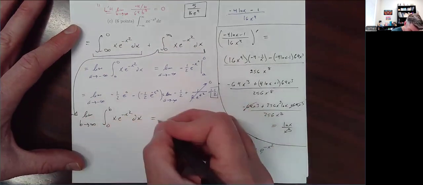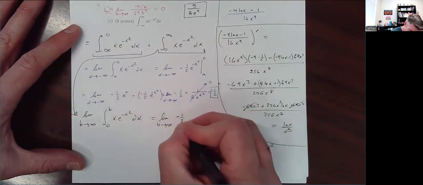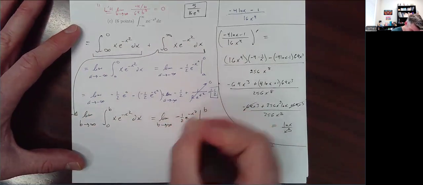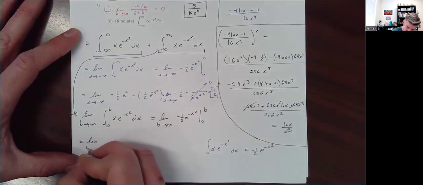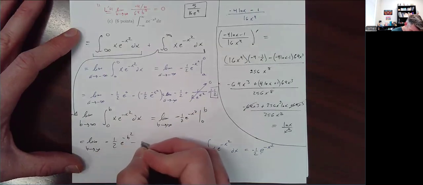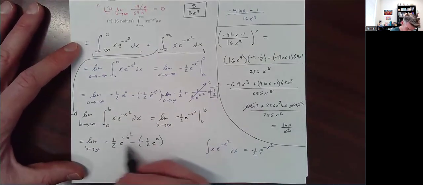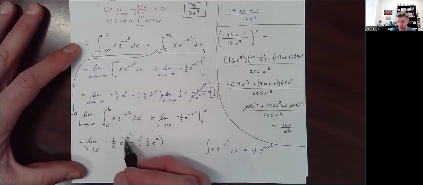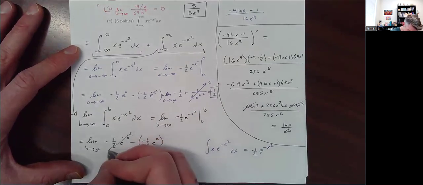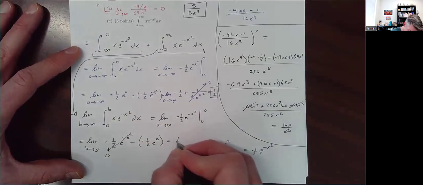We're going to end up getting the limit as b goes to infinity of negative 1/2 e to the negative x squared from 0 to b. We plug in the limits of integration, we get the limit as b goes to infinity of negative 1/2 e to the negative b squared minus negative 1/2 e to the negative 0 squared. In this case, this part again does the same thing. B is going to infinity, infinity squared is infinity, and then the negative in front of that makes it negative infinity. So this part's going to go to 0, just like that part went to 0. And then we're left with a minus 1/2, so that's plus 1/2.